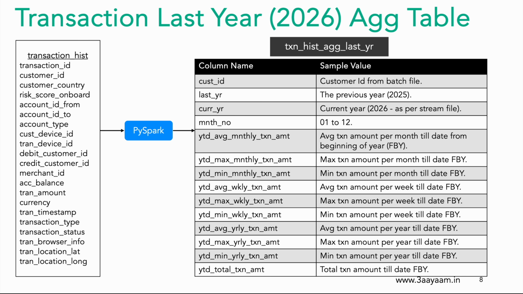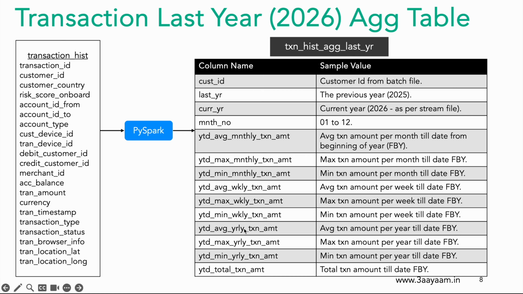Again, last year should be 2026. And you can create this table from transaction history table, but you have to consider transactions that belong to the year 2026 only. You cannot use data from year 2025, 2024, 2023, etc. So you'll have to consider the data which belongs to year 2026 in the transaction underscore hist table. And then you'll have to use PySpark, and it's up to you whether you want to use data frame API or Spark SQL to load this table.